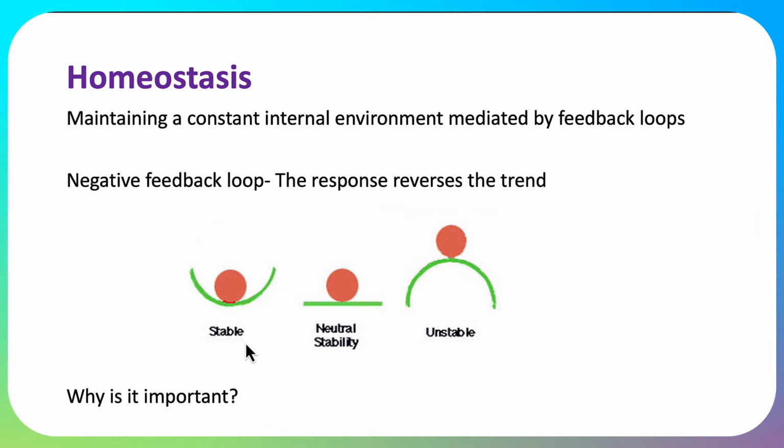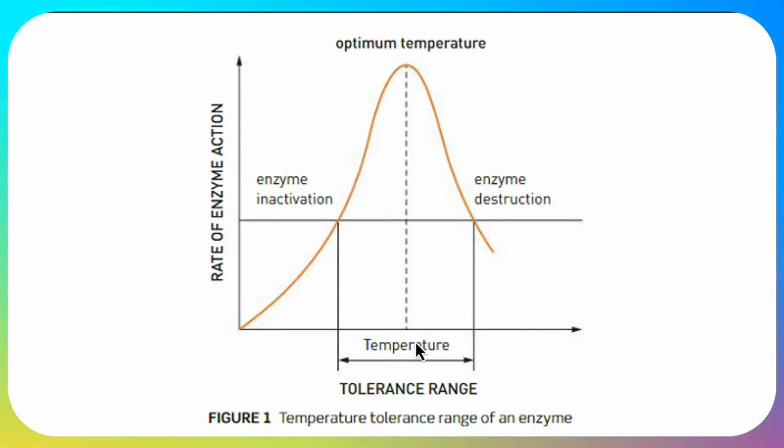Now, why is that important? Well, if you think about enzymes, we've already seen that enzymes have an optimum temperature, optimum pH, and other conditions in which they operate. Either side of that, you can see the rate of enzyme reaction decreases. So we want to maintain our temperature at the optimum temperature for our enzymes to operate. Moving away from that, it's not optimum. So homeostasis needs to be maintained for optimum performance of enzymes and other metabolic functions within an organism.